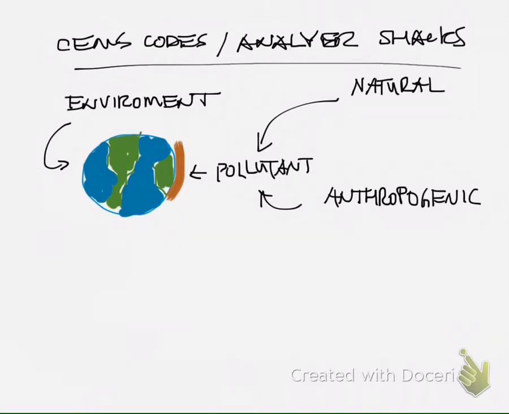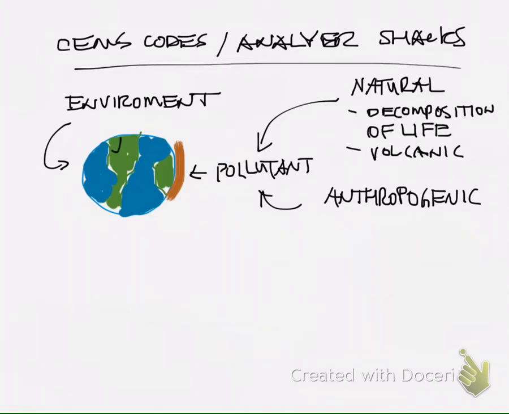So these pollutants can be in the form of polluting land or water or air, and that's what we're going to focus mostly on in this presentation is air, because the analyzers that we talk about in Analyzers 2, that's what they're primarily focused around, is measuring gas samples. So, an example of a natural pollutant would be like the decomposition of life. Or volcanic.